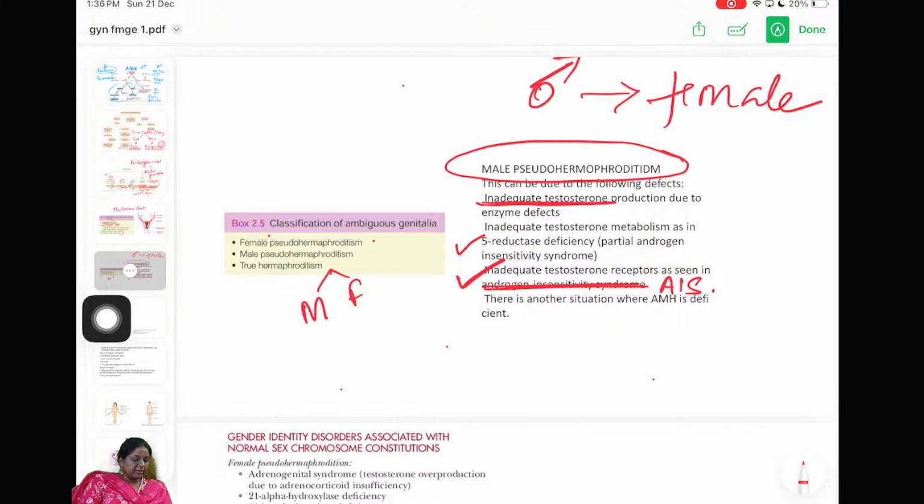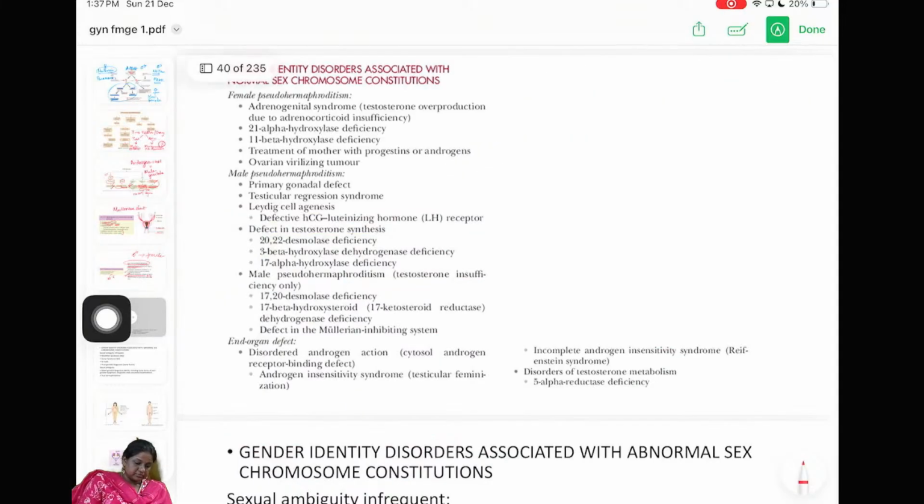It is the opposite for the female pseudohermaphrodite. The person is a female but will have male features. That will happen when you have increased androgens. If you have increased androgens, in a female, these androgens will create male characters. That is female pseudohermaphrodite. You get it?